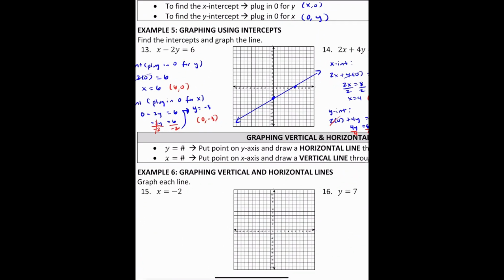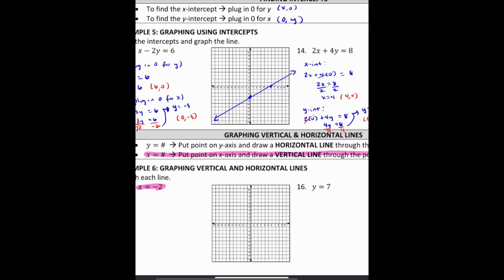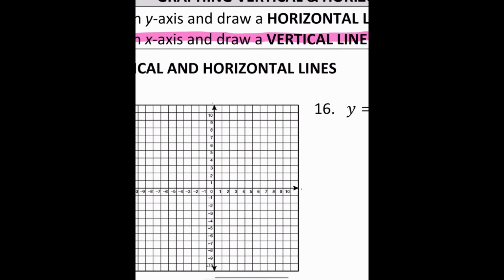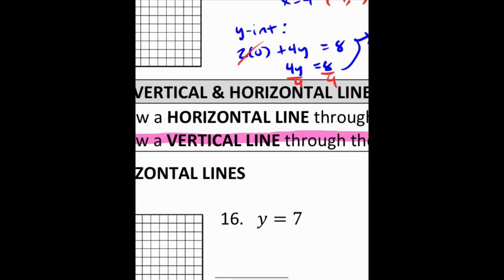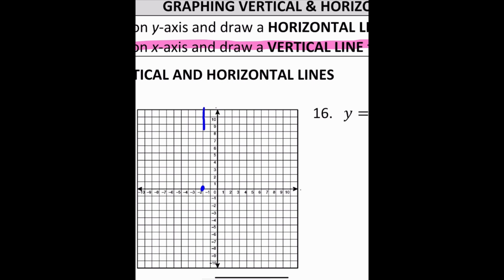So we have x equals -2. Remember, we're going to put a point on the x-axis and draw a vertical line through that point. So I need to locate where x equals -2. So x equals -2 is located right here. And all I need to do is draw a vertical line, which means up and down. So through this point, I need to draw a vertical line like this.